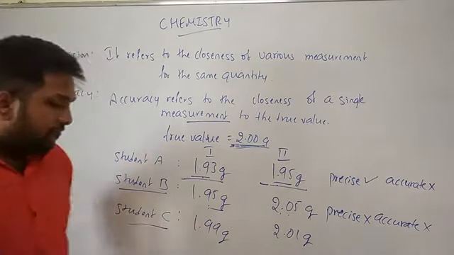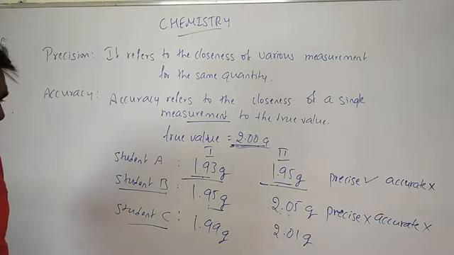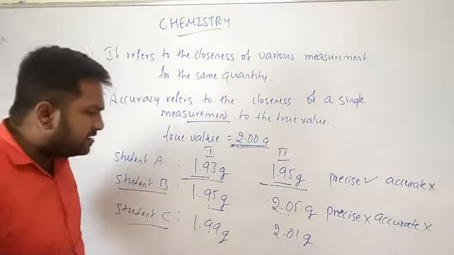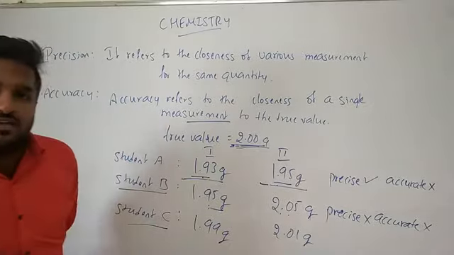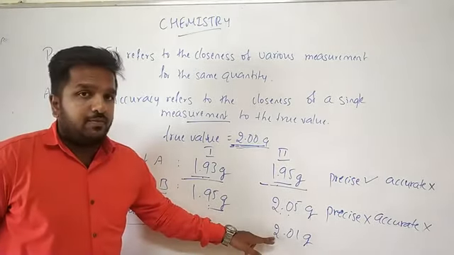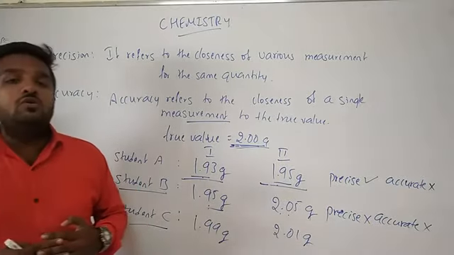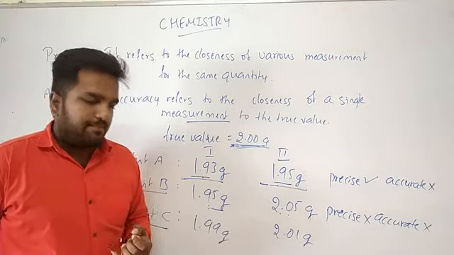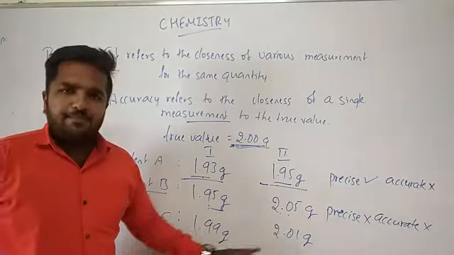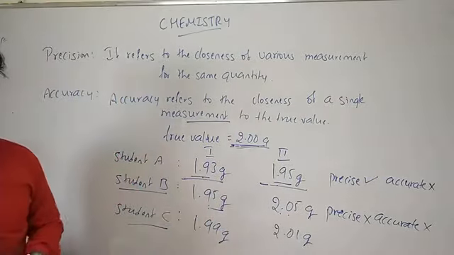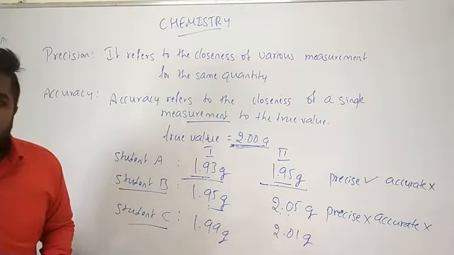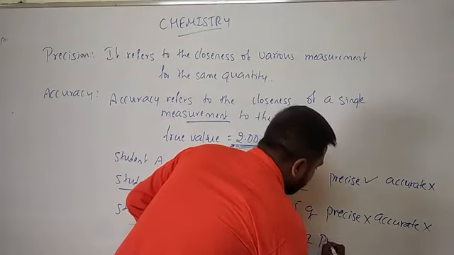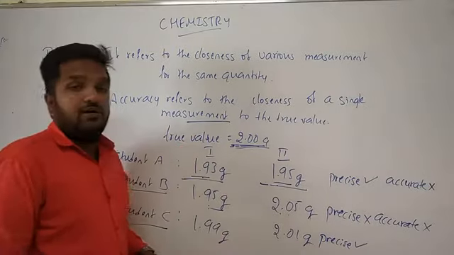So now let's go for the third one, student C. We have got the values of 1.99 grams and 2.01 grams. If you observe these two carefully, let's talk about precision first. Is this precise? Yes, it is precise. How? Because 1.99 and 2.01 are almost closer measurements. There is no huge gap between these two values. So these are precise. We are not talking about accuracy, we are not comparing with the true value now. There is some closeness in measurement of these two values.